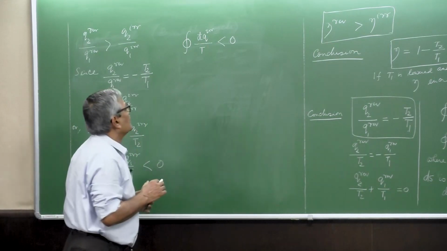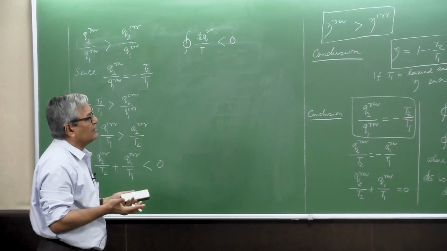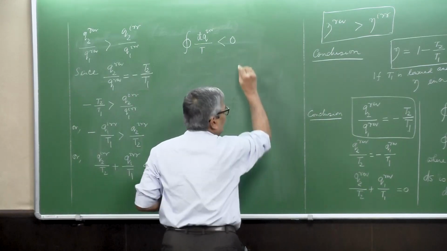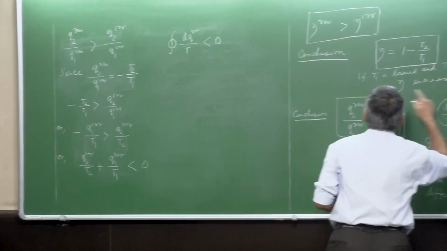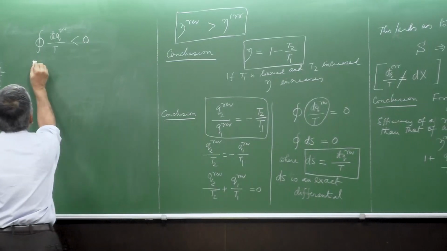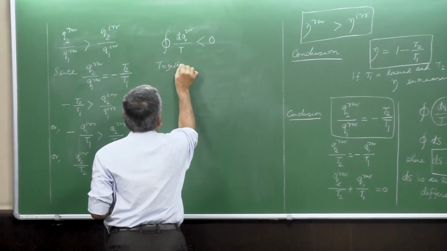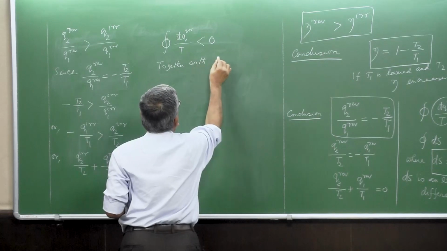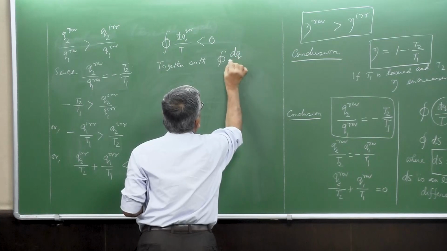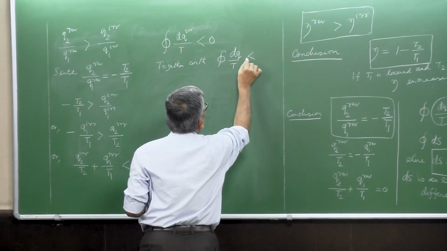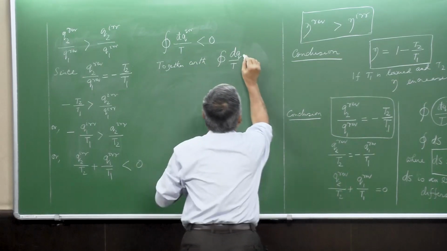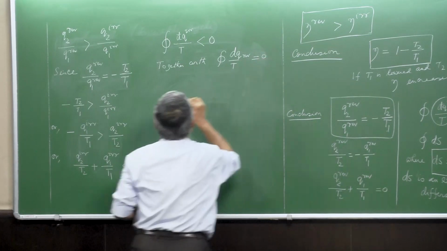So a new function like dS, we cannot replace it. So if this is 1, then it is 2. I can write both these conditions together: dQ by T, which must be less than or equal to 0. It means I include together with it the reversible case equal to 0.